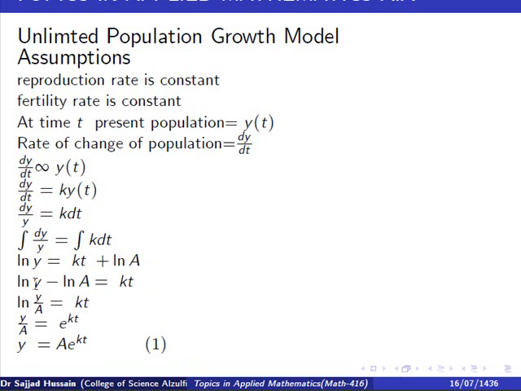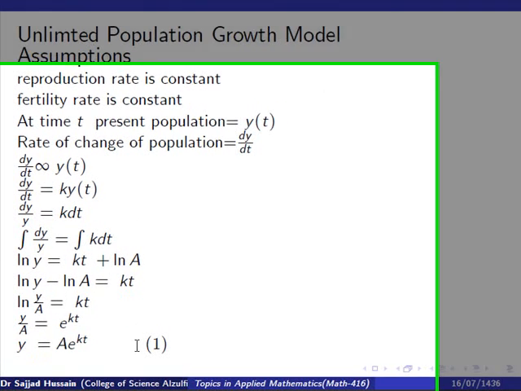Here we apply the rule of logarithm, that log of y minus log of a is equal to log of y divided by a. This is equal to kt. We remove the logarithm: y divided by a is equal to the exponential function e to the power kt. So y is equal to a e to the power kt. This is the model, the unlimited population growth model. This is the solution.